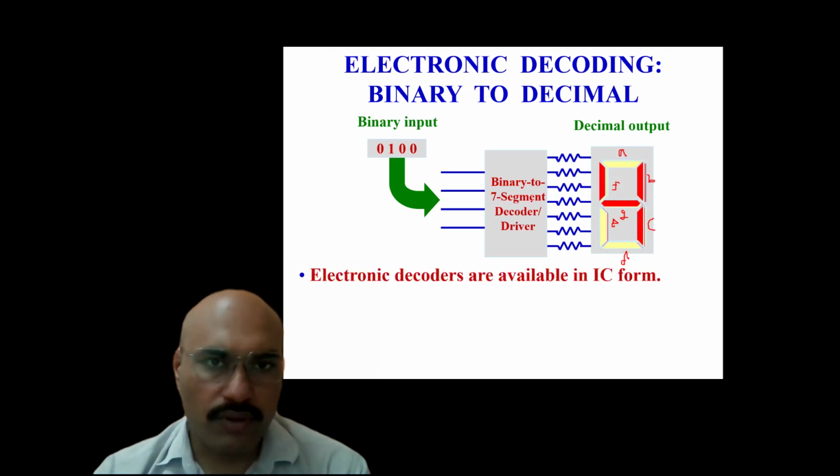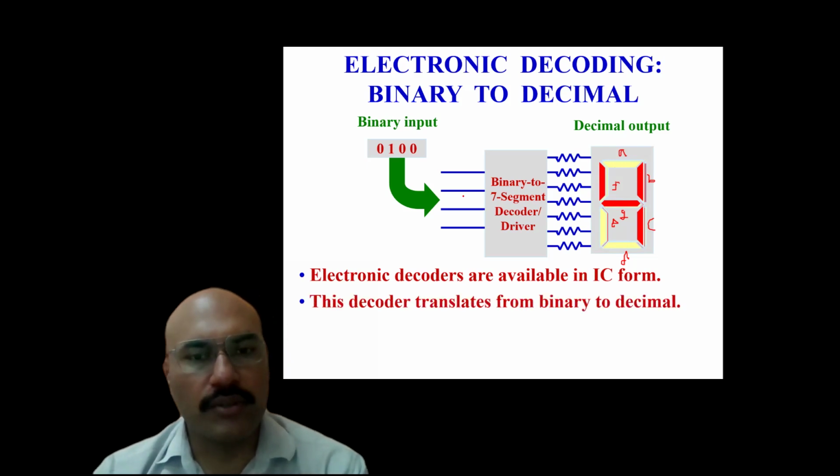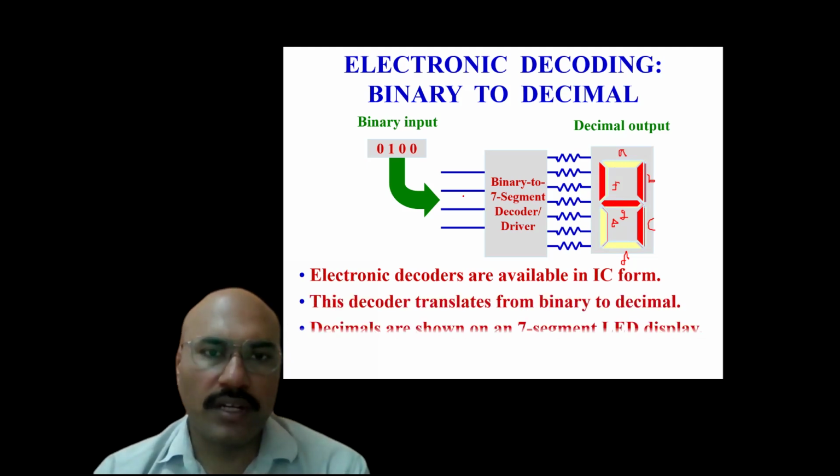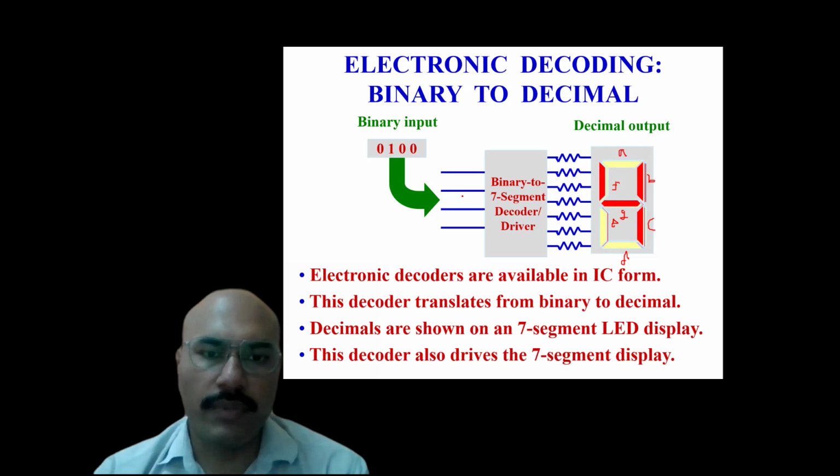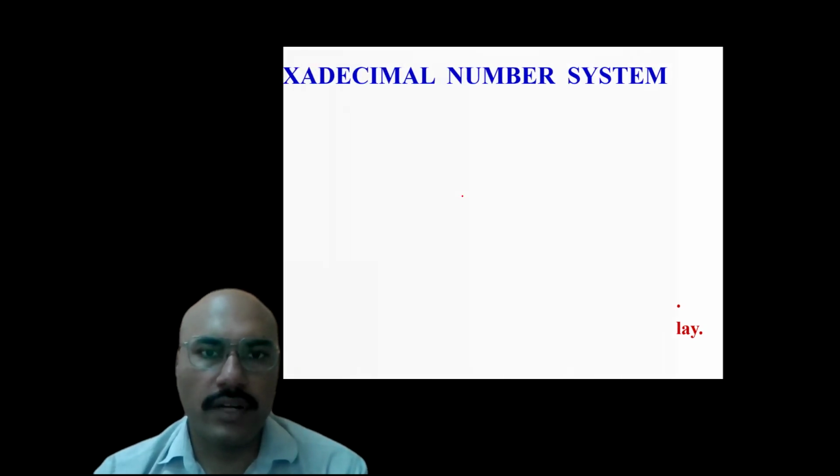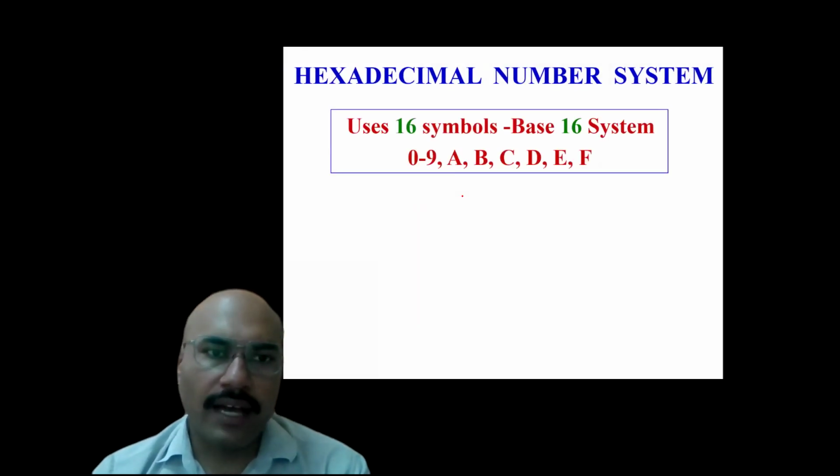So these are the decoders. They are also available in IC form, and you can use that for binary to decimal conversion. Or if you want to show any decimal number, you can use that, and you can display this number using binary numbers. Right?